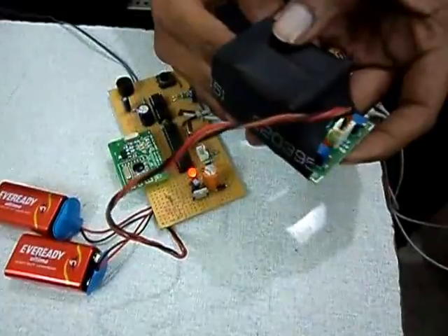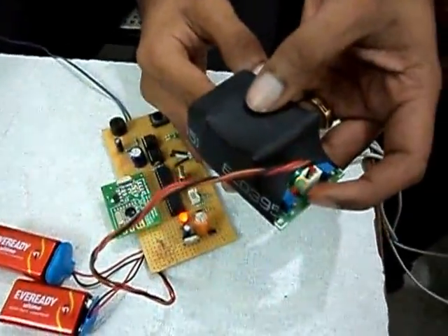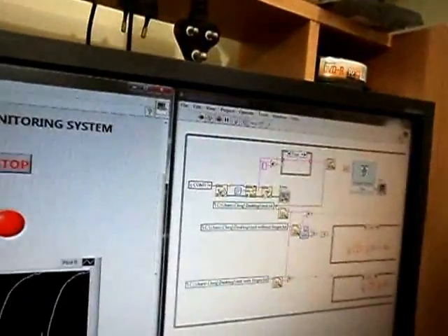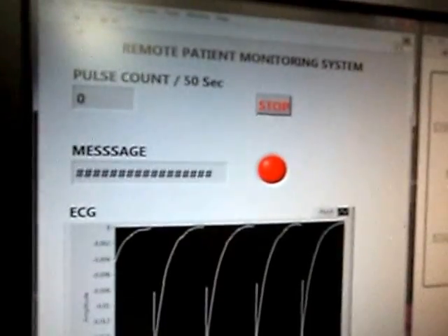If I insert the forefinger, the corresponding LED blinks and the count also increments in our LabVIEW. It's incrementing. You can see the waveform of the patient.